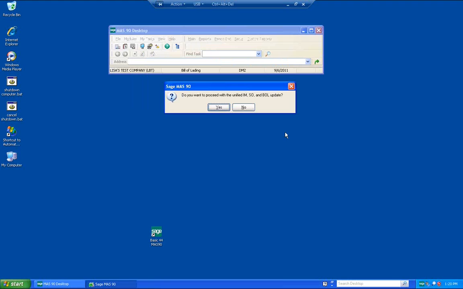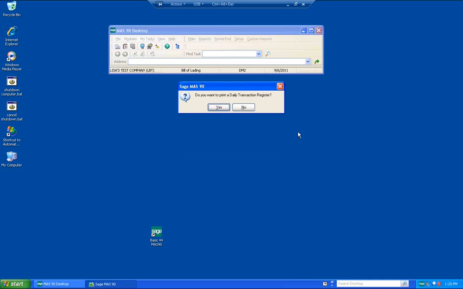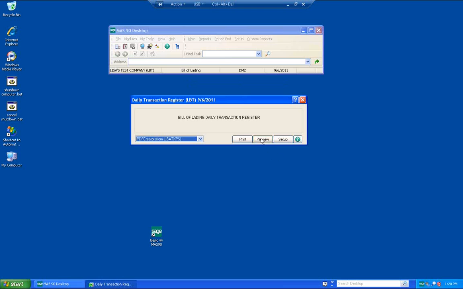At this point, it will ask if we want to do the update. We're going to. All is good now finally, so we do the update. It's updating bill of lading, inventory, accounts receivable, sales order, general ledger, or we'll update general ledger here when we do the daily transaction register.